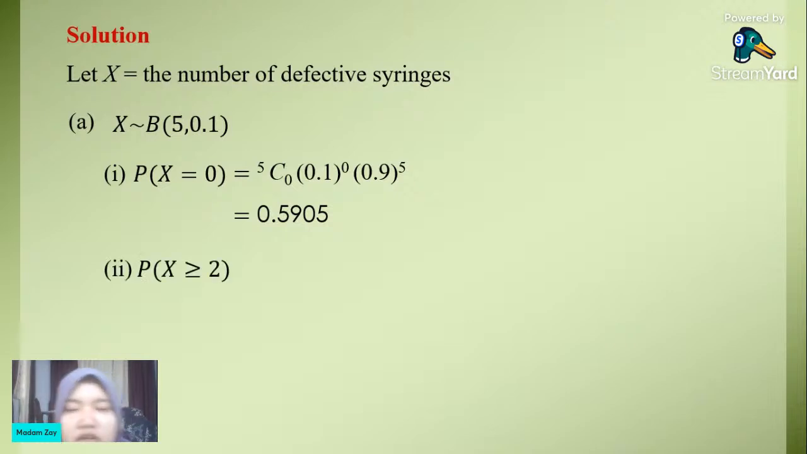And then for the question of at least 2, probability of X more than or equal to 2, we can directly pick it from the table. So we have n in the table. We have also p in the table. So let us check together. In the table, more than 2.